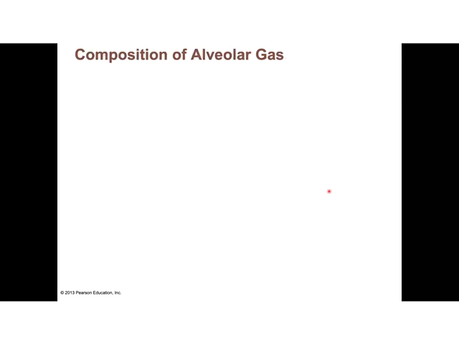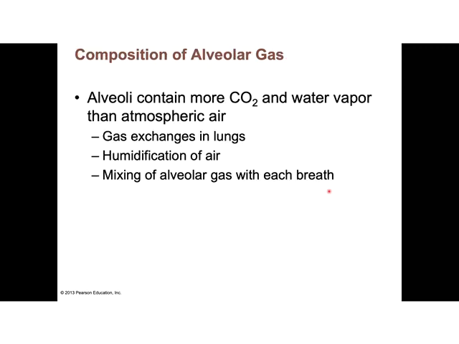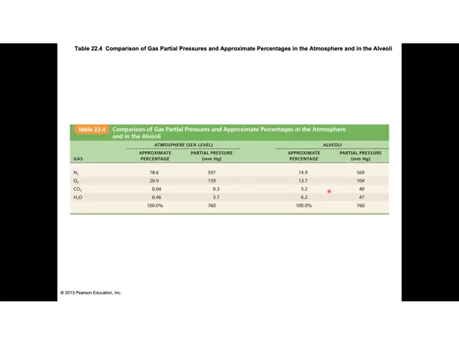So temperature and solubility, right? The alveoli contain more CO2 and water vapor than atmospheric air, and that makes sense because their surfaces are moist, okay? Gas exchanges in the lungs through those moist surfaces in the respiratory membrane, and we mix alveolar gas with each breath we take, okay? And so you can see the difference between the percentages of gas at sea level, right, and their partial pressures. This is in millimeters of mercury versus in the alveoli.